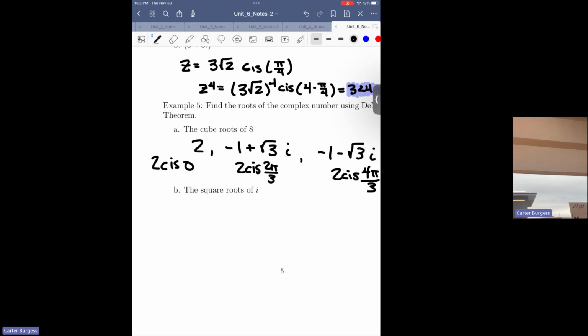That looks good. Very, very nice. Square root of 1 is just 1.